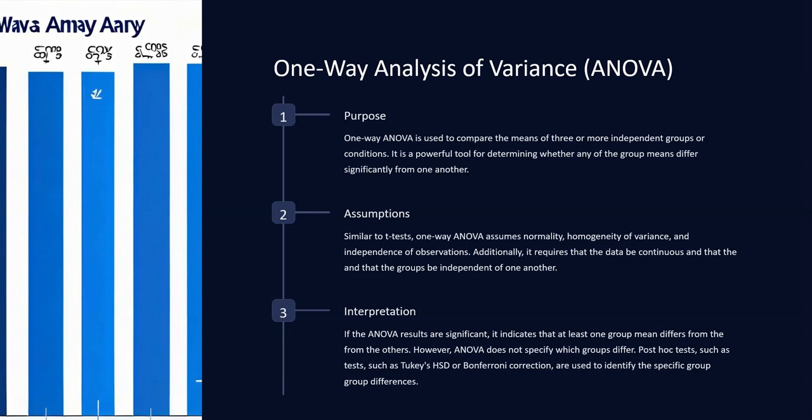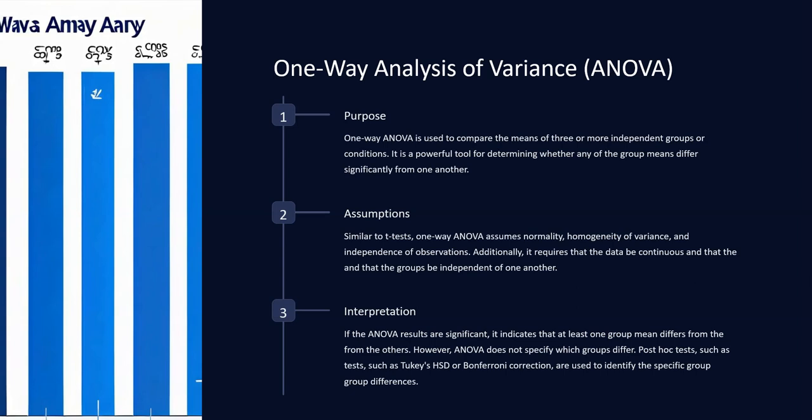As for assumptions, similar to the t-test, in one-way ANOVA you also need to check the normality. So it is clear to you that the normality assumption is the first thing in any statistical analysis. Then you will need to understand the homogeneity of variance and independence of observations. And then, how will you interpret the ANOVA result?